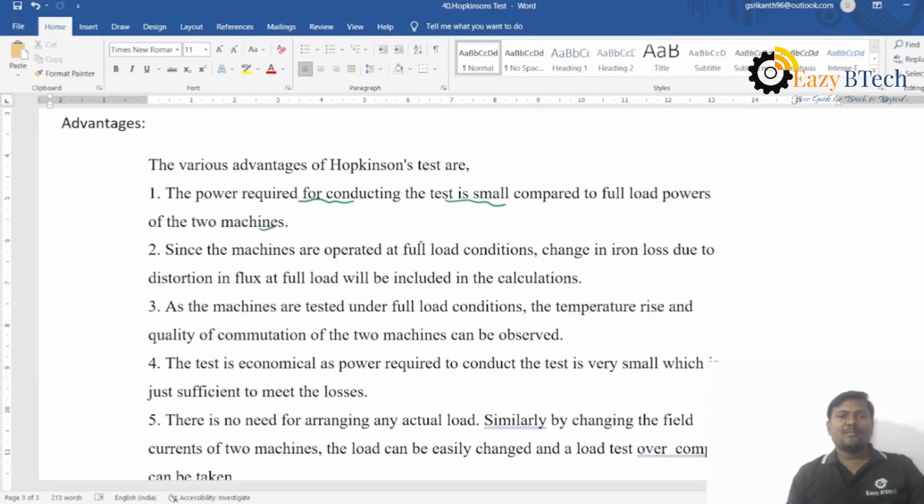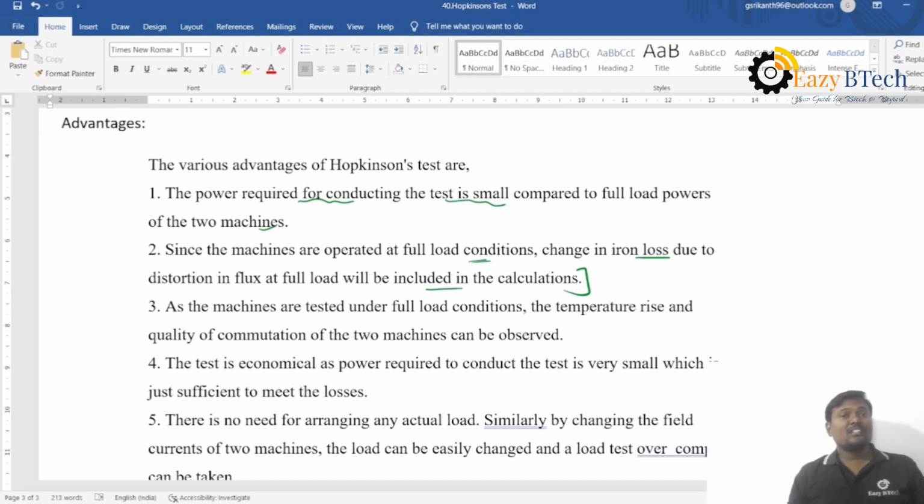Since the machines are operated at full load conditions, the change in iron losses due to distortion of flux at full load will be included in the calculations. So if you go for the Swinburne's test, the armature reaction is not included. If you go for the brake test of a DC shunt motor, a DC compound motor or a DC series motor at full load, most of the power is wasted in the form of heat, and also the armature reaction comes into the picture. With that armature reaction, the flux will be distorted.